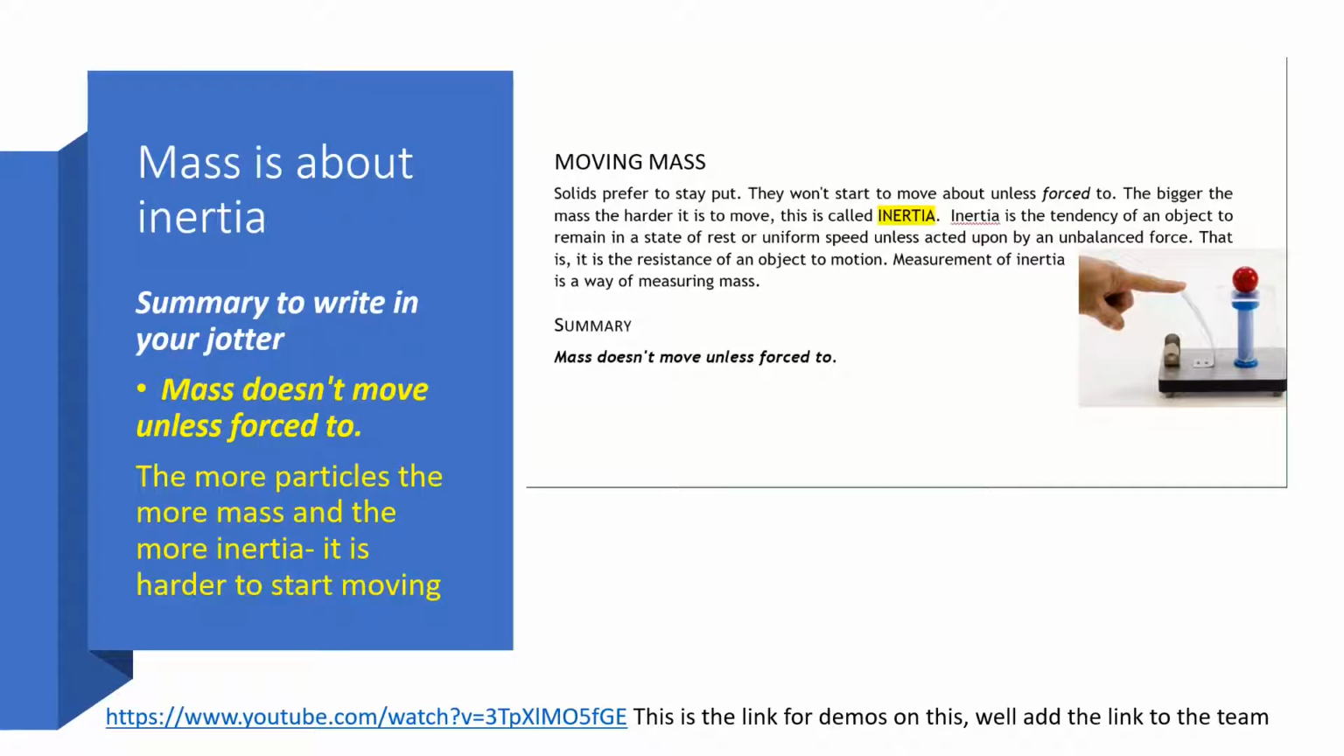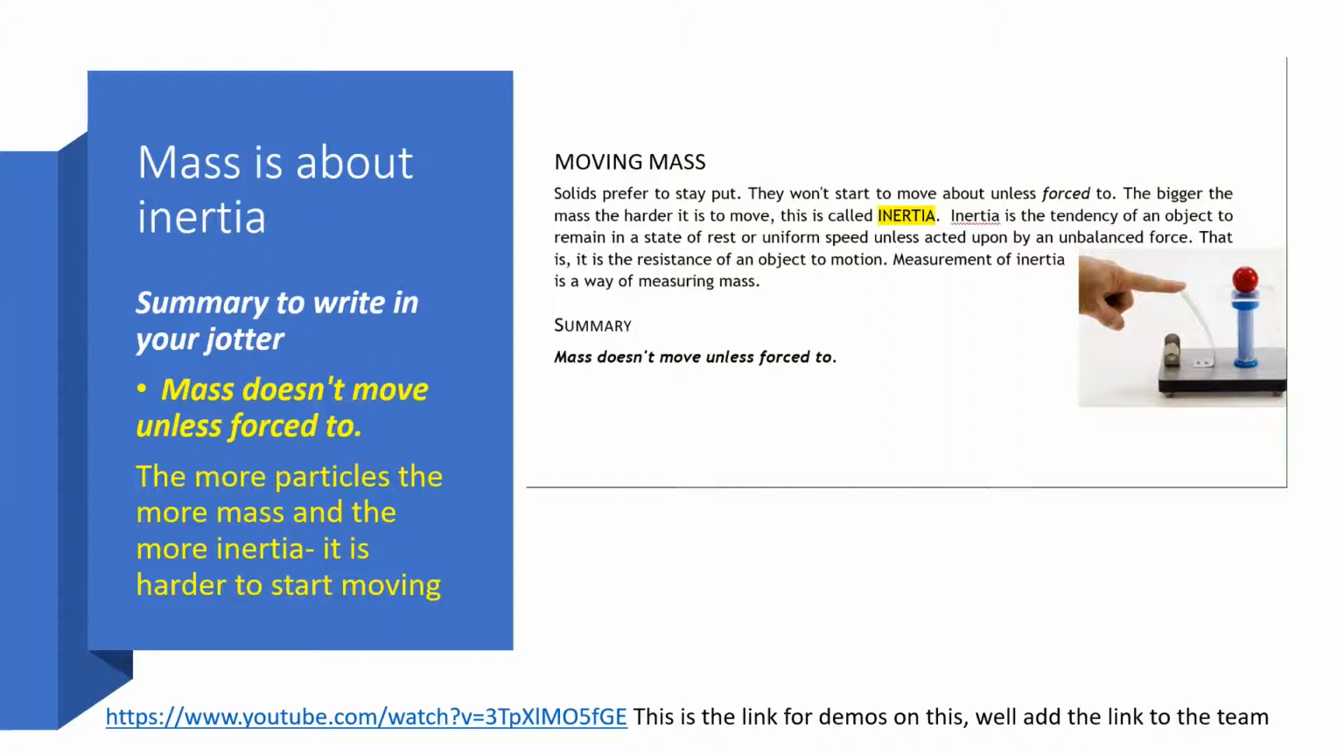Mass is really about inertia, and inertia is the tendency of an object to stay where it is. So solids prefer to stay where they are. They don't move unless we apply a force. The bigger the mass, the harder it is to move. So inertia is a tendency of an object to remain at rest or carry on moving unless you apply a force. That's it. It's the resistance of an object to motion.